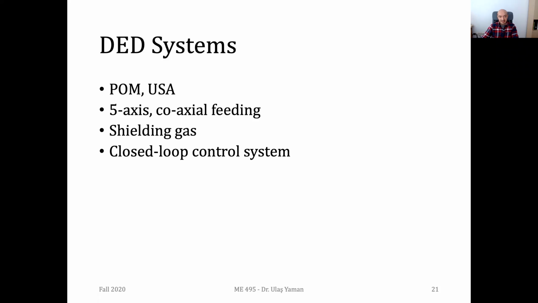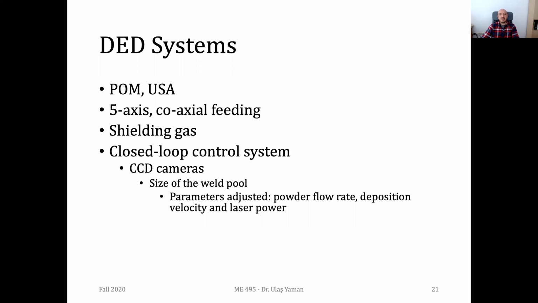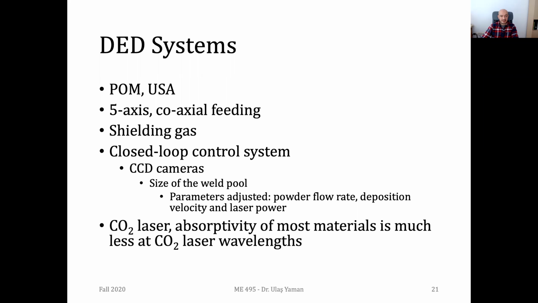And again, they were using shielding gas. Most of the companies are using shielding gas around the head, or they are doing this manufacturing process completely in a vacuum or shielding atmosphere. And again, they were using a closed control system to control the build height and the molten pool. They were using some CCD cameras, checking the size of the pool. Once they realize any problem, they update parameters like powder flow rate, deposition velocity, and the power of the laser, so that the problem will be solved and they will have a proper print.